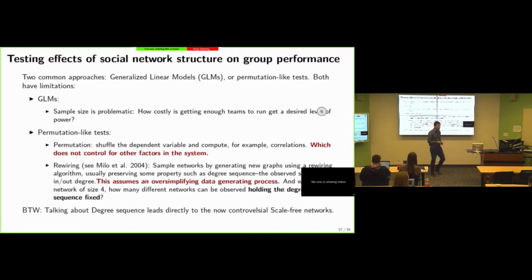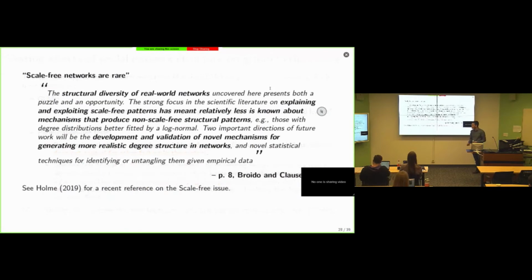Are you referring to the Aaron Clauset paper? Exactly. The Aaron Clauset paper on the tripping, which was just published in Nature Communications. Yes. The idea is he said scale-free networks are rare. That's the title of the paper, but I'm not focusing on that. What I'm focusing on is part of the conclusions he says.